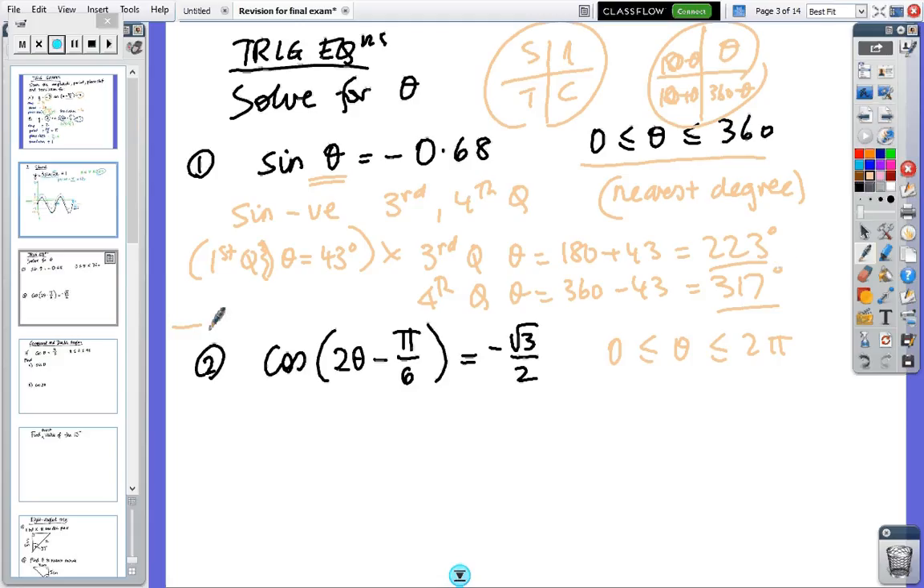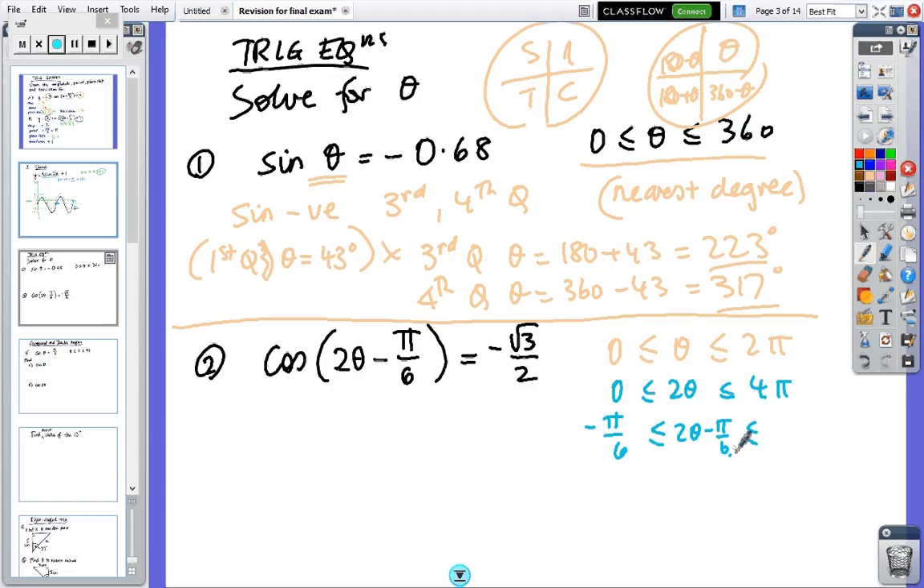Okay, so in looking at the second one, it's a bit harder. Okay, so I've got some brackets to do, so I've got to go 0 less than or equal to 2 theta less than or equal to 4 pi, and then subtract pi on 6 from both ends.